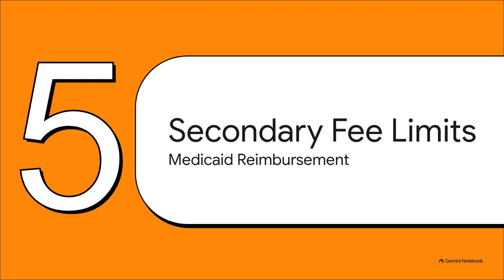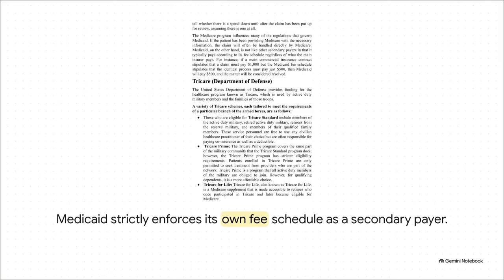Section 5. Secondary Claims Fee Limits. Now we need to discuss the non-standard secondary payer rule. This is a big one. Unlike commercial secondary payers, who might cover the remaining balance based on whatever the primary payer allowed, Medicaid is totally different. Medicaid strictly caps its reimbursement at its own established fee schedule. It does this regardless of what the primary commercial insurer allowed or paid.